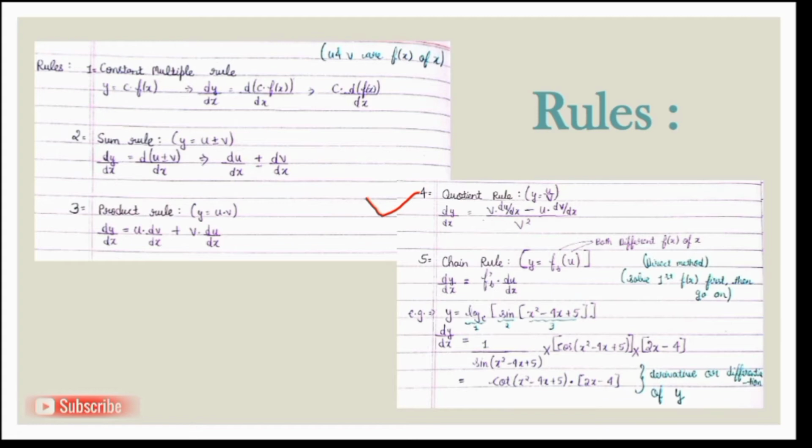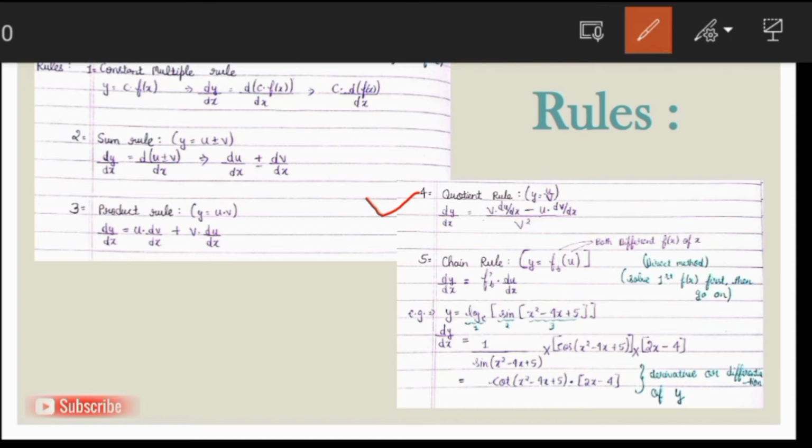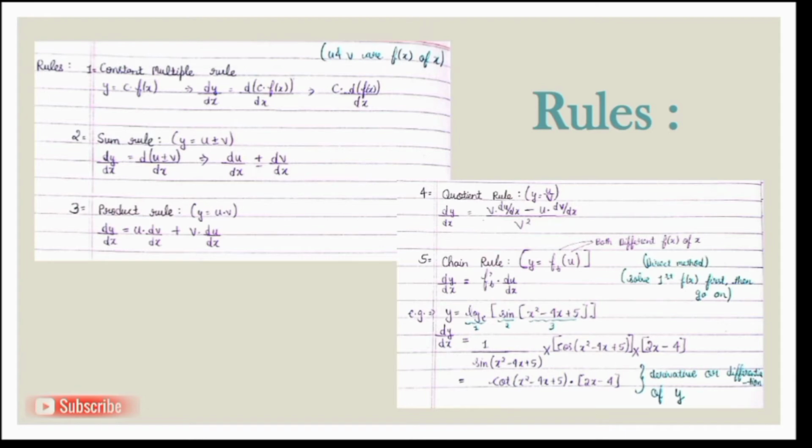We also have a direct method to solve by chain rule. We first have to solve the first function, then we go to the second function. We'll understand it better with an example. Here in the example, y is given as a function of three different functions: first is log, then sine, then x square minus 4x plus 5. In the direct method, we solve the first function, then the second, then the third.